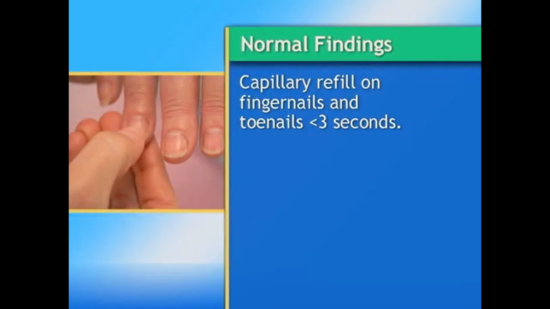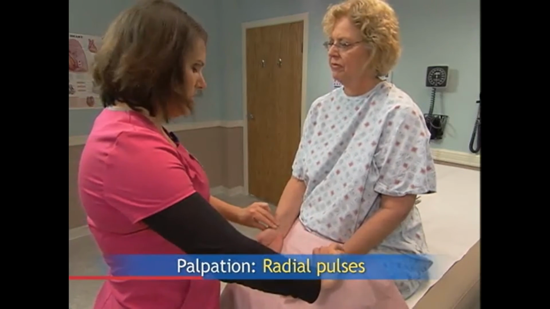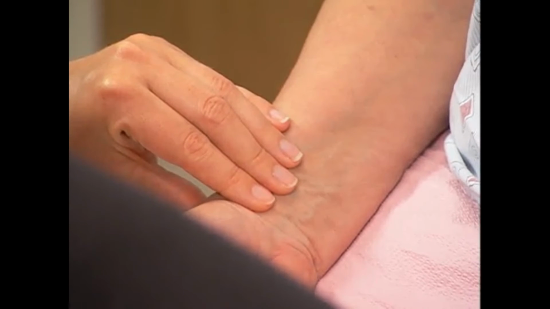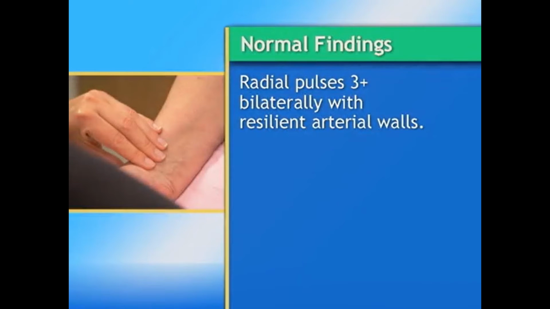Capillary refill on fingernails and toenails, less than 3 seconds. Okay, now I'm going to check the pulses in your wrist, so just turn your hands over a little bit. Good. Palpate the radial pulse in both wrists, noting strength and elasticity. Radial pulses 3+ bilaterally with resilient arterial walls.